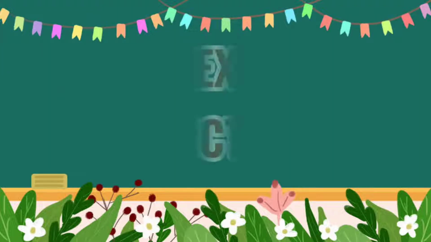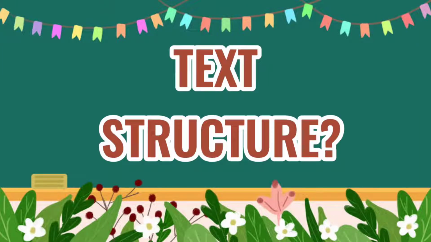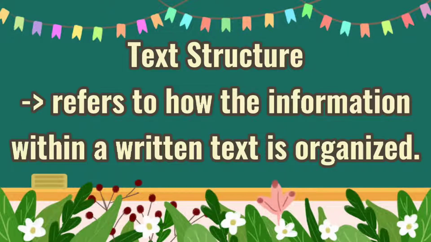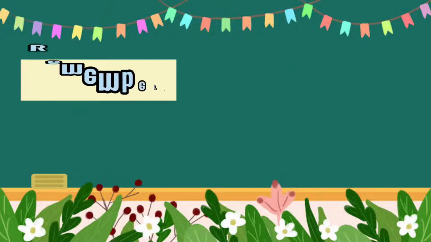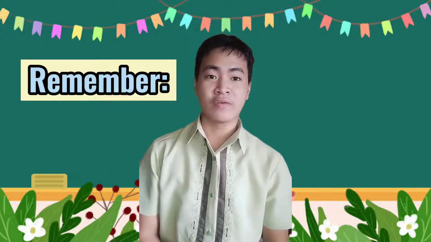Okay, so kids, let us now know what is text structure all about. Text structure refers to how the information within a written text is organized. It is essential to know how the information is organized in order to know its purpose in a written text. I repeat, it is important to organize the information in a written text to know its purpose.